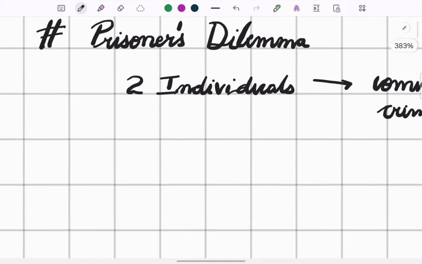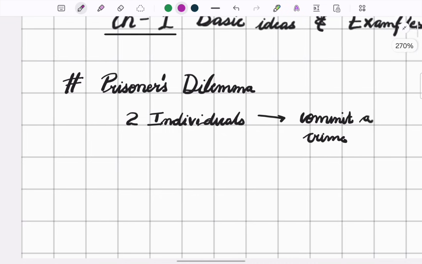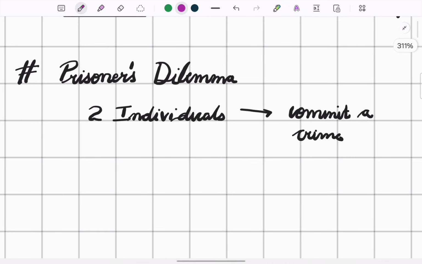So the possible scenarios in this game are: if both individuals remain silent, अगर दोनों ने कुछ भी नहीं बोला about the crime. So whenever they are being interrogated, अगर उन दोनों ने they chose to remain silent, किसी ने गवाही नहीं दी, then they both will get a light punishment and they will be freed then.